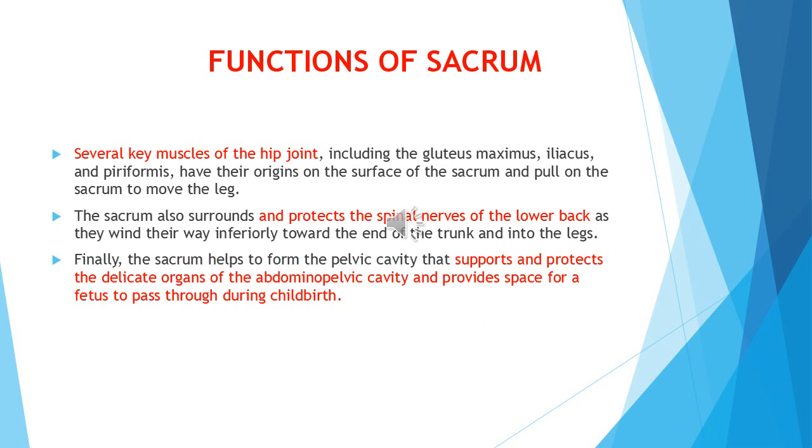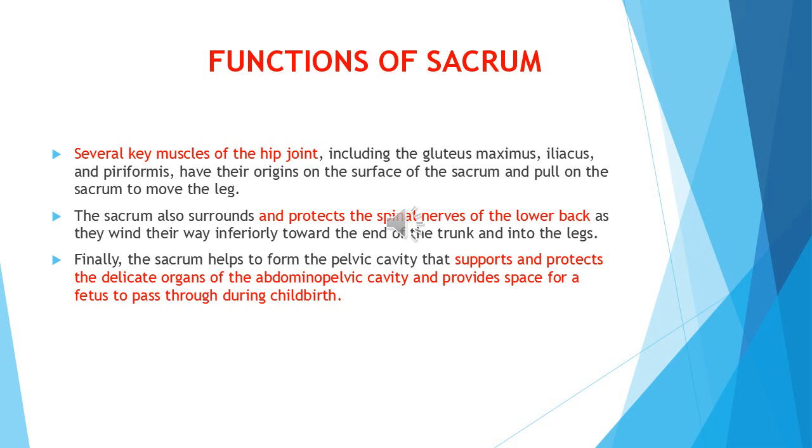When you come to the function of the sacrum, we can see that there are several key muscles of the hip joint that are attached to the sacrum. That is the gluteus maximus, which you will study along with the lower limb, the chief extensor of the hip joint that helps us getting up from the sitting position, and an anti-gravity muscle. Then from the iliac fossa, the iliacus, and the piriformis, which has an origin from the pelvic surface of the sacrum. So they pull on the sacrum to move the leg.